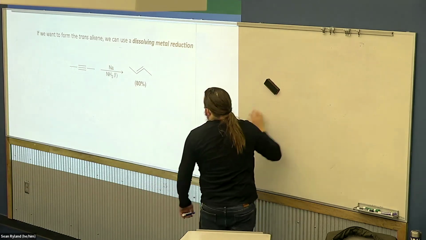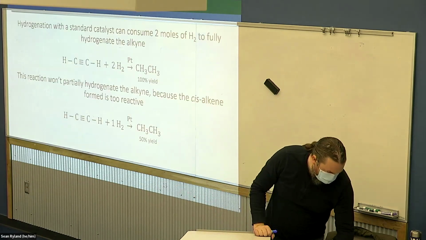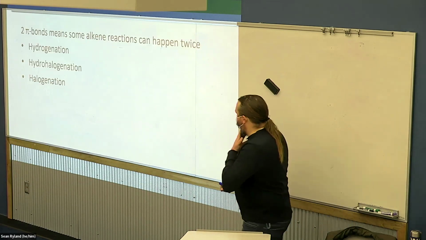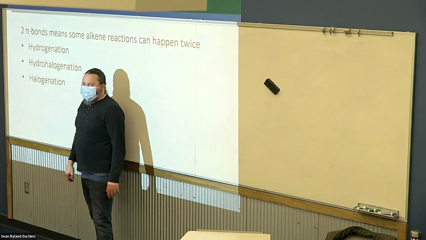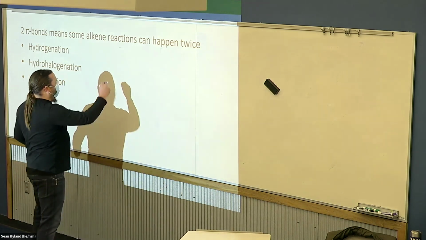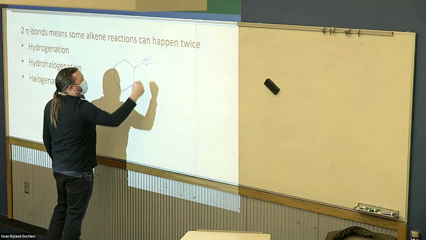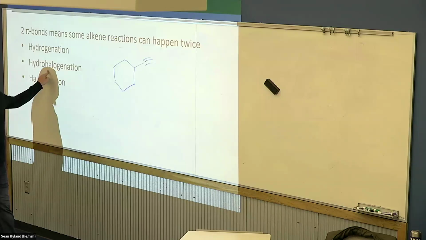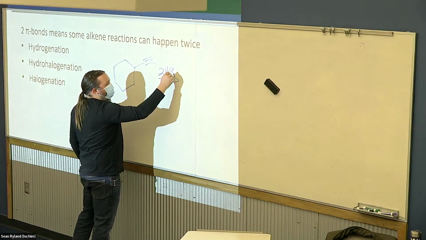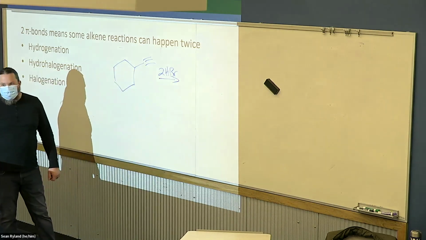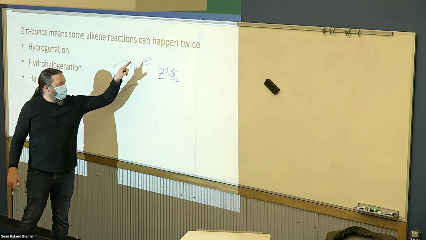All right, so the other reactions that can happen, that just happen twice. Hydrohalogenation and halogenation. There's no trick to them, they just happen twice. So we had this molecule, and we're gonna add 2 equivalents of HBr. We're just gonna do our acid catalyzed hydrobromination twice.